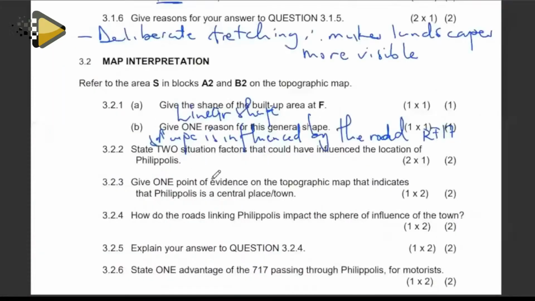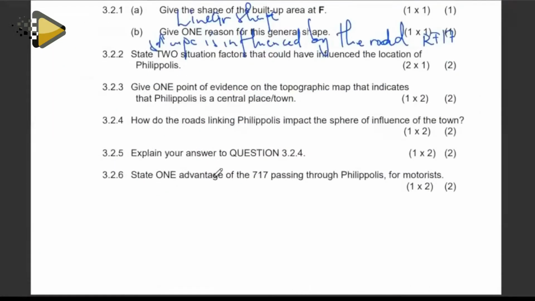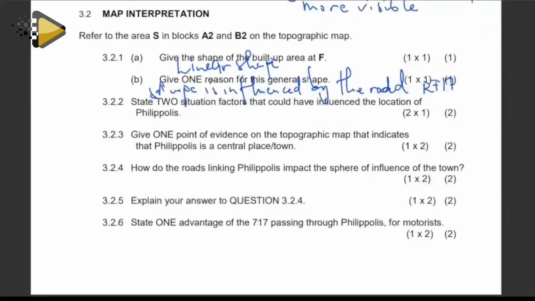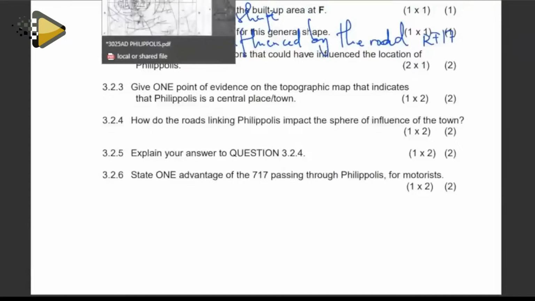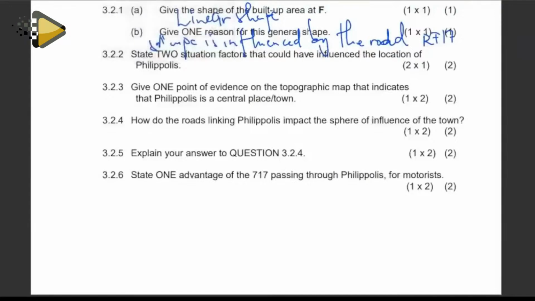Right, checking on the next question. Why do the roads linking Philippolis impact, how do they impact on the sphere of influence of the town? Right, with the sphere of influence, remember we said the sphere of influence is an area from which a settlement attains people supporting services there. Where do we get people supporting our services is the sphere of influence. So by the roads linking Philippolis, ultimately, they are going to extend the sphere of influence.